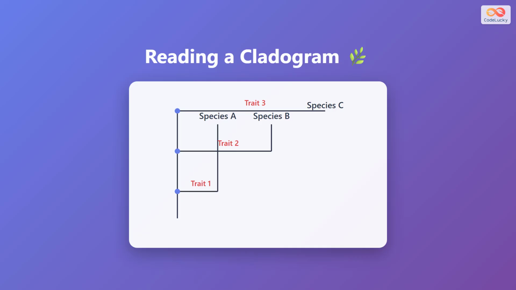A cladogram is a powerful tool for visualizing evolutionary relationships. It consists of branches that represent different lineages of organisms. Each branching point, called a node, represents a common ancestor shared by the groups that branch from that point. The organisms at the tips of the branches are the species we are comparing. Along the branches, we mark the shared derived traits, or synapomorphies, that evolved at specific points in evolutionary history. By reading a cladogram, we can trace back through time to see how different species are related and which characteristics they share due to common ancestry.